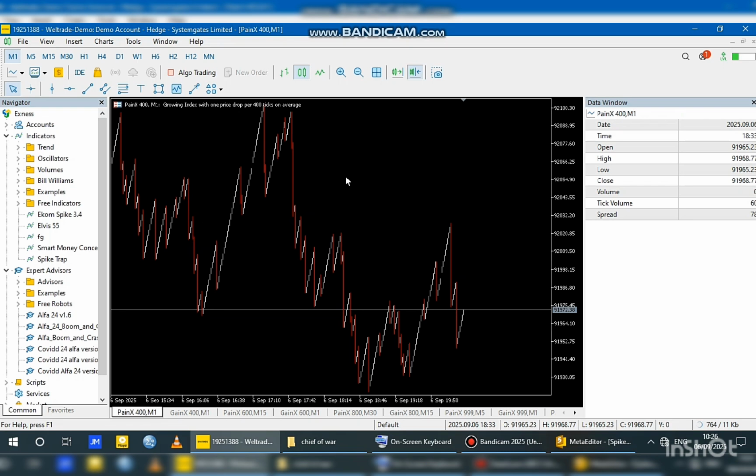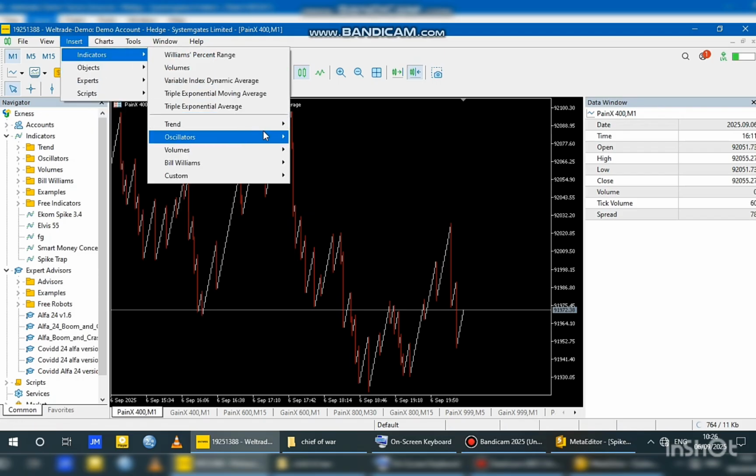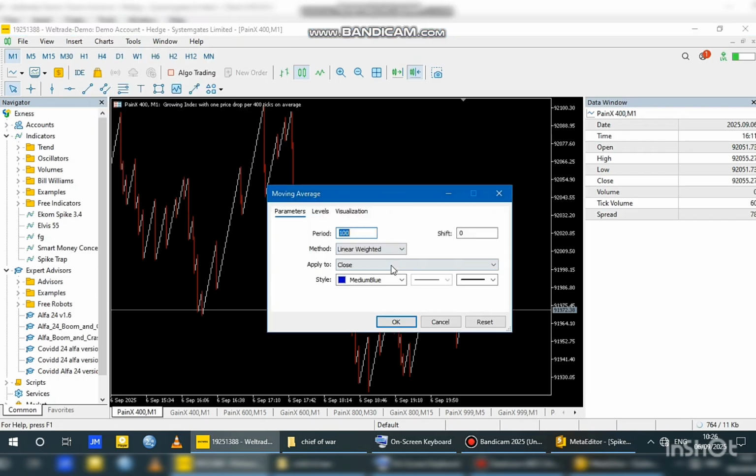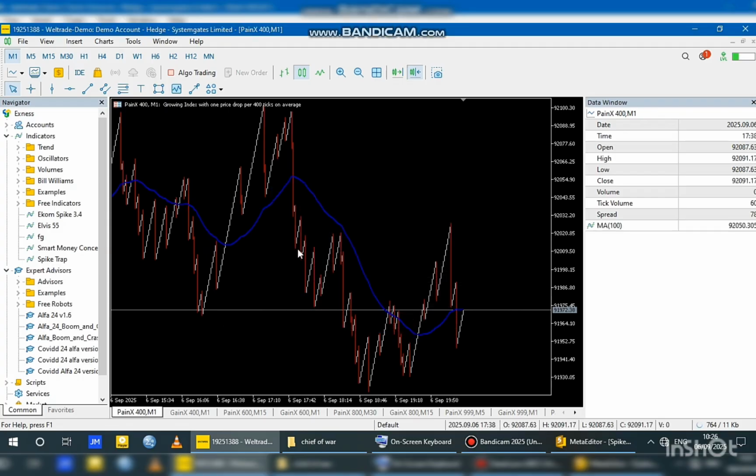And how do we do that? How do we add our moving averages? We go to Insert, Indicators, Trend, Moving Average, and we have to choose two moving averages. The first one is period 100. Select Linear Weighted moving average, apply to Close. We'll choose our color blue and click Apply. It's on our screen. We'll go to the next indicator, Trend, Moving Average.